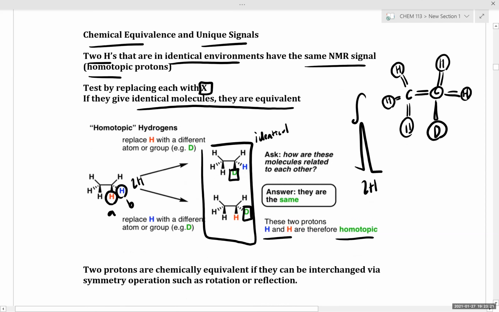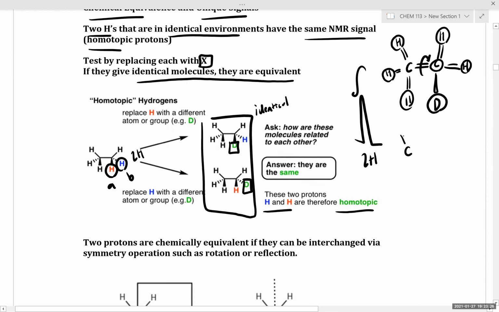Okay, so if we take this structure and we rotate our carbon-carbon bond, we can generate a structure which has our group D in the back, the hydrogen in the front, and the other hydrogen up top. As we can see, these two structures are equivalent via rotation of our carbon-carbon bond.